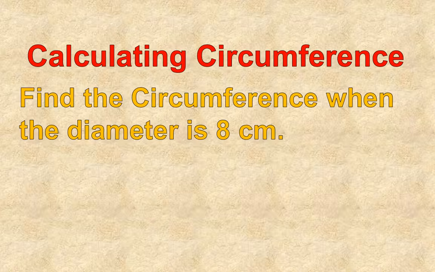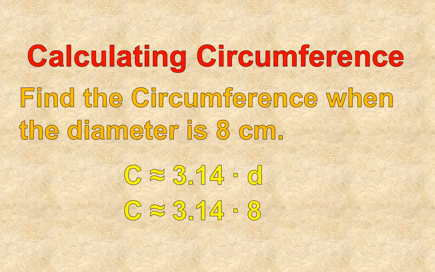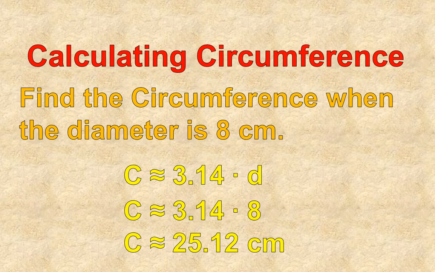Let me do another one. This is real quick. What if the diameter is 8? 3.14 times the diameter, 3.14 times 8, 25.12. That's it. That's how you calculate the circumference if you're given the diameter of a circle. It's probably the easiest equation to do with a circle. You just multiply 3.14 times the diameter and you're given the circumference of a circle.